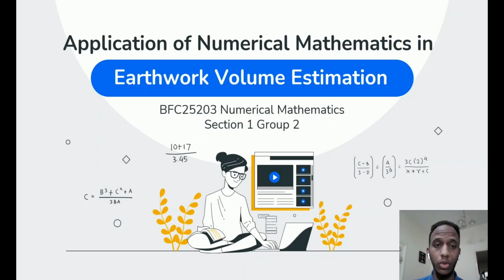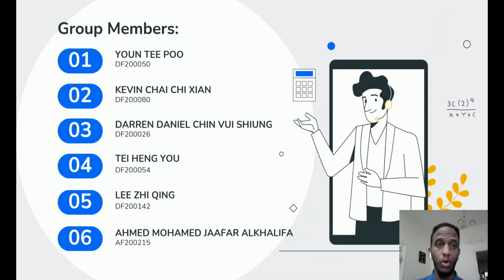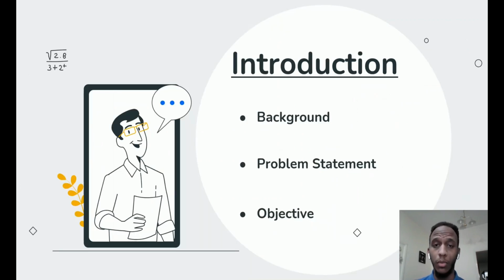Welcome to Group 2's group project about the application of numerical mathematics in earthwork volume estimation. This project is brought to you by Yoon T, Kevin Chai, Darren Daniel, Tae Heng, Lee Ji, and myself, Ahmed Muhammad. To start off the project, we're going into the introduction, including the background, problem statement, and the objective.